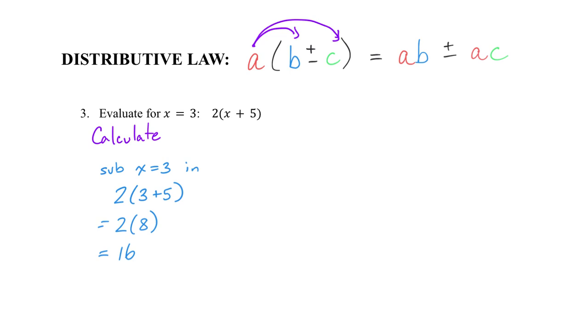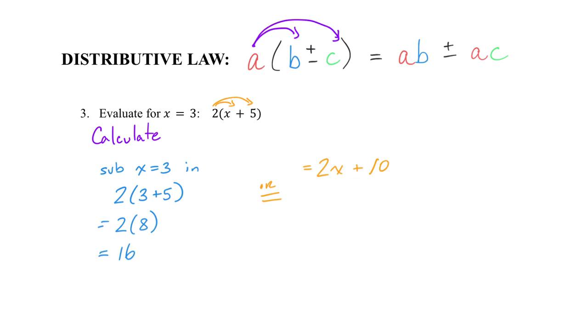Okay, let's tackle a different way. What if instead of subbing in, then simplifying, we did the opposite order? Let's simplify first. So what we're going to do is take that 2 and expand it into the brackets. That means I need to take that 2 and multiply it times everything inside the brackets. 2 times x is 2x, 2 times 5 is 10.